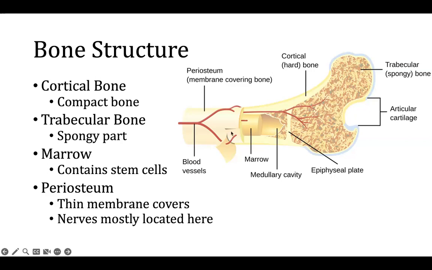We also have marrow within our bones. You've probably heard of bone marrow before. Within that bone marrow, it contains stem cells. And then we also have the periosteum, which is the thin membrane that covers the bone. This is where a lot of those nerves and potentially blood vessels may be located. All of this is working together to create our bones. So pretty interesting. It's not just this hard object, like what you would think of, that does have a lot of complexity to it.